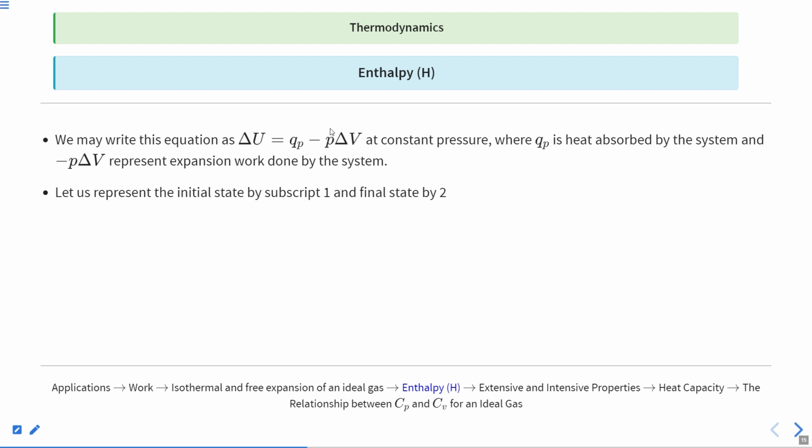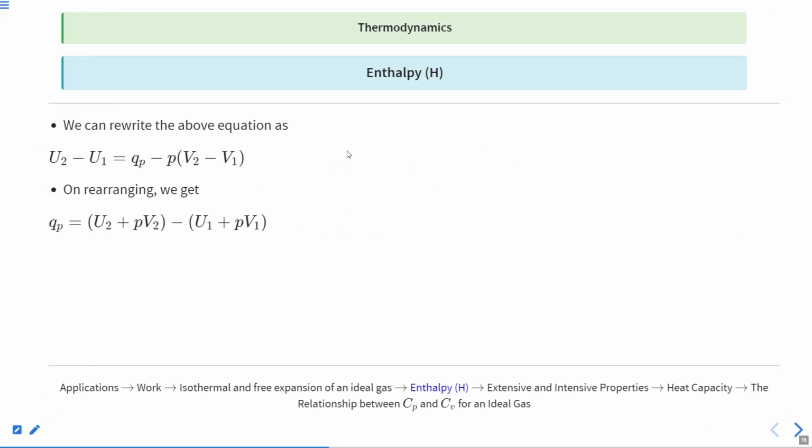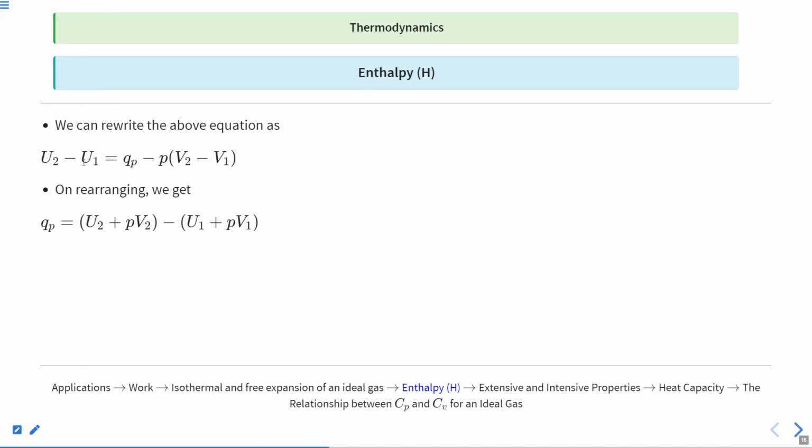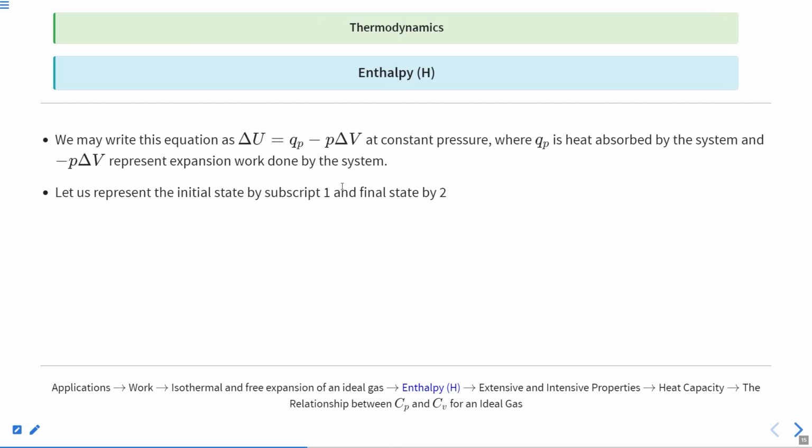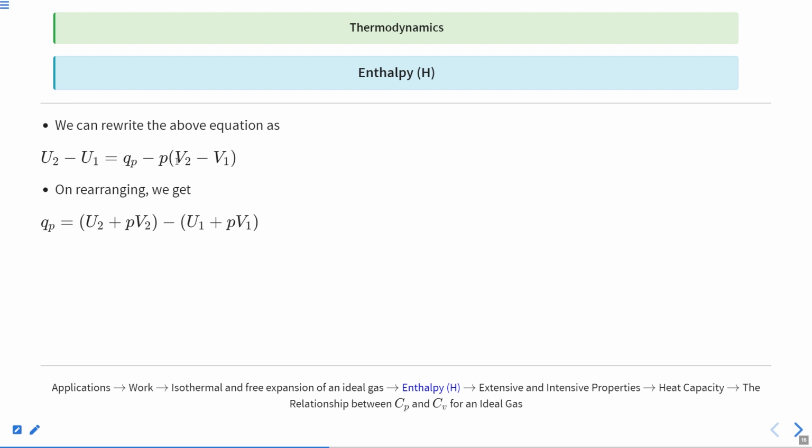Now this is the formula that we know, QP minus P delta V, where QP is the heat absorbed at constant pressure and minus P delta V represents expansion work done by the system. Now let us represent the initial and final state by 1 and 2. So for the first condition, U1 is equal to minus P V1, and U2 is equal to minus P V2.